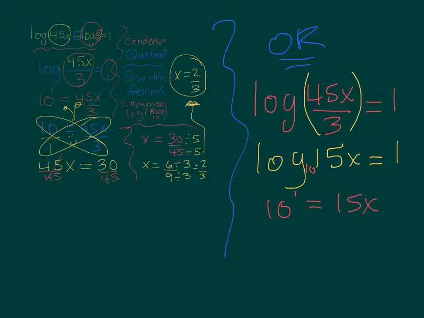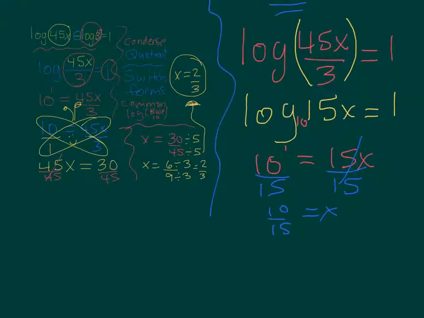And this would make it a lot simpler if I did it simplified in advance. Divide by 15 on both sides. This would cancel. So 10 over 15 equals x. And then, of course, I would simplify 10 over 15, divide by 5 on both sides, and I would end up with the exact same answer, 2 over 3.